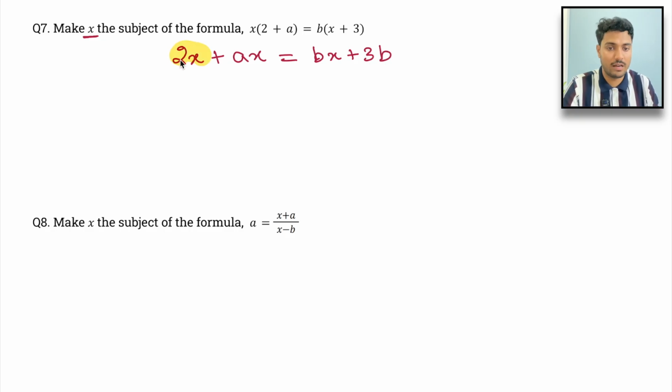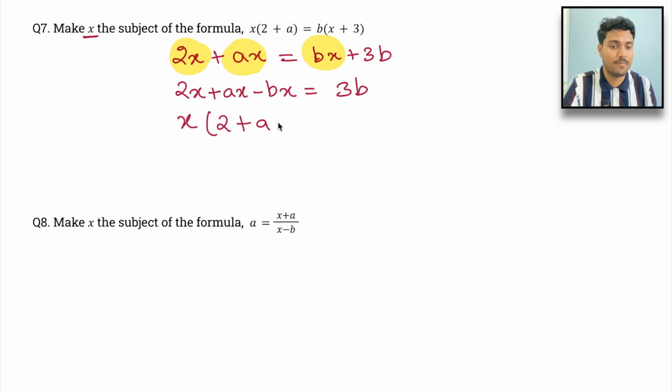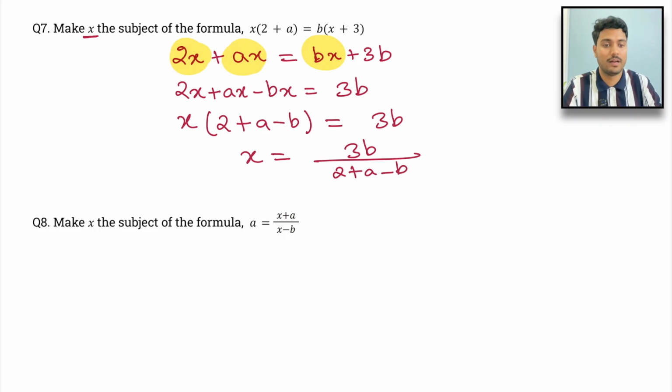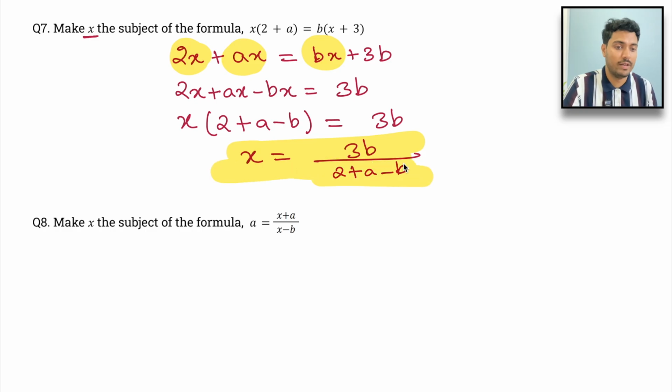So now we can clearly see we have 3 terms with x. So we still have to keep all the 3 terms together. So we can write 2x plus ax minus bx is equals to 3b, and that's how we have 3 terms together, and each term have x as a variable which is common. So we can take x common here, and we can write 2 plus a minus b is equals to 3b, and now x is equals to 3b divided by 2 plus a minus b as the final answer. And that's how we made x the subject of the given formula.